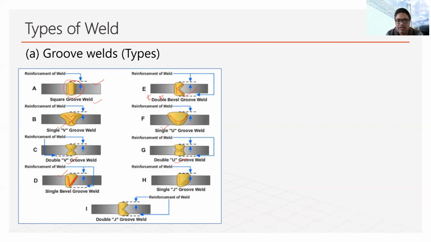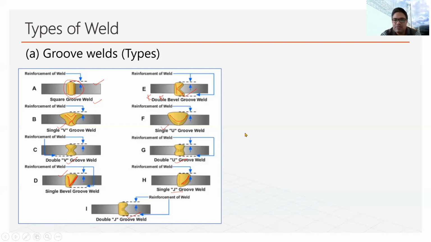Similarly, there may be a single shape, I mean a half U shape. In that case this U looks like a J, and that is why we call it a J groove weld. Similarly, there may be a double J groove weld. Now you need to remember how a double groove joint and a single groove joint are different. We will discuss more about it in the later slides.